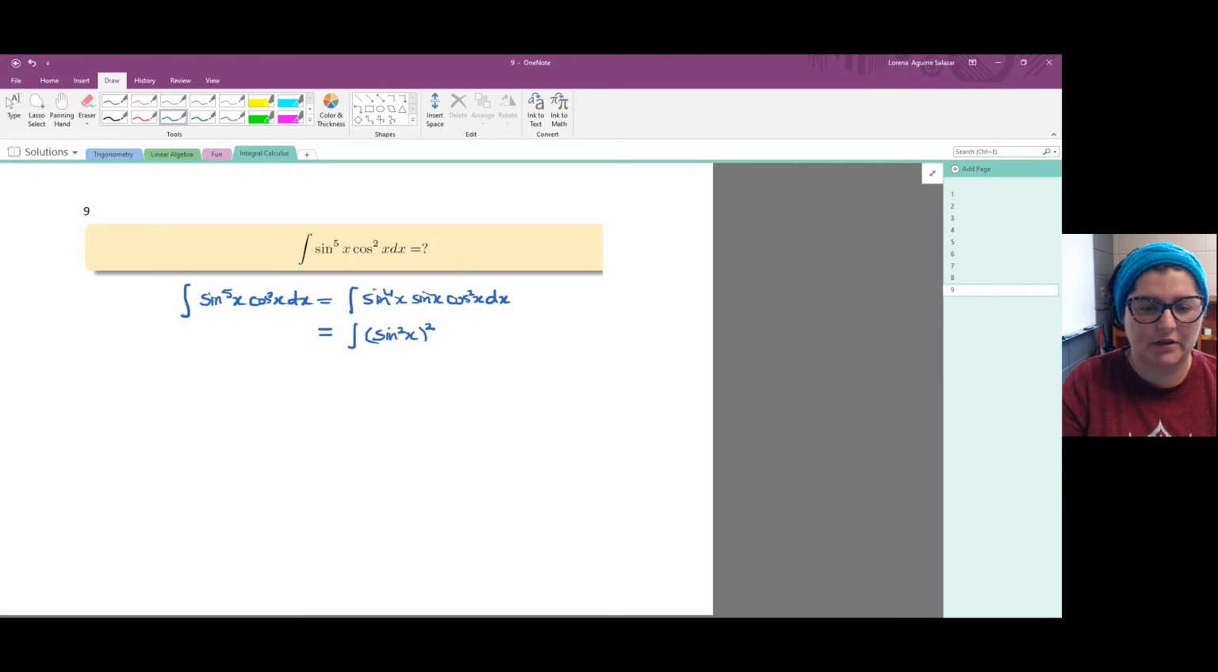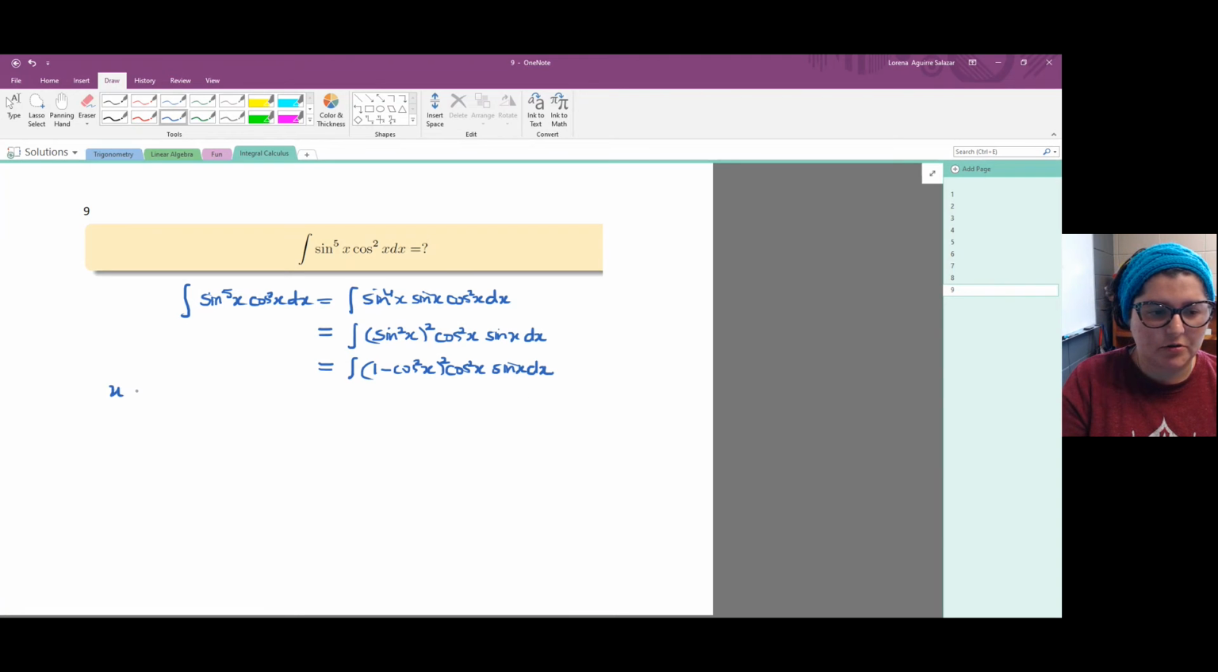And sine squared is written in terms of cosine, so that we will end up with the function written in terms of cosine times sine of x dx, and then the substitution u equals cosine will be useful. So here we have the integral of, and sine squared of x is 1 minus cosine squared of x. So all that is squared times the cosine squared of x, and then times sine of x dx.